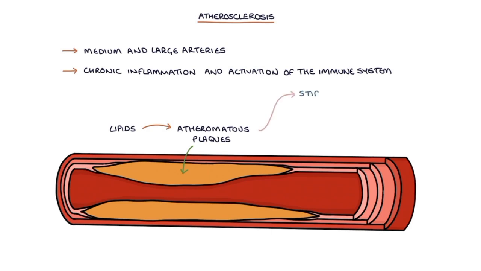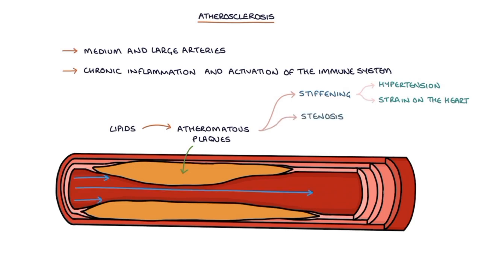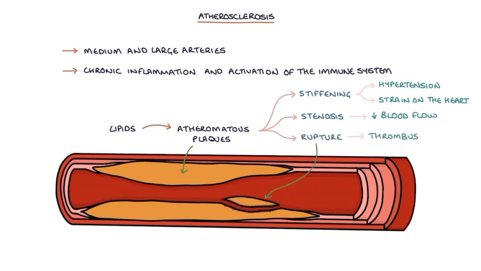These plaques cause stiffening of the artery walls, leading to hypertension or raised blood pressure, and strain on the heart whilst it tries to pump blood against increased resistance. The plaques also cause stenosis, leading to reduced blood flow, for example in angina, and they can lead to plaque rupture, resulting in a thrombus that can block a distal vessel and cause ischemia, for example in acute coronary syndrome.